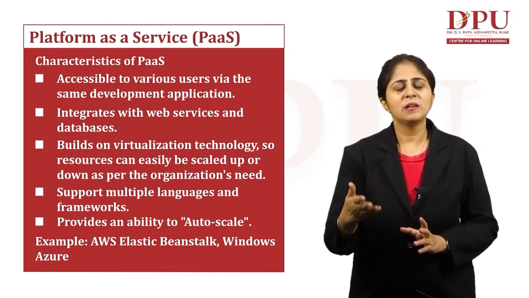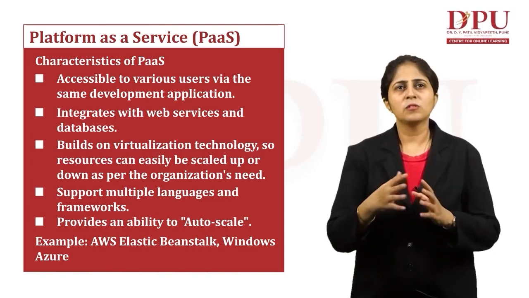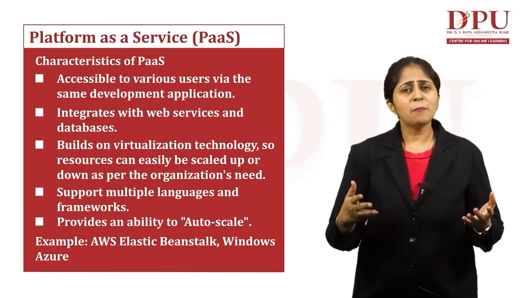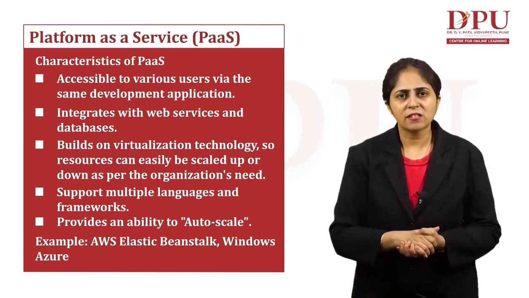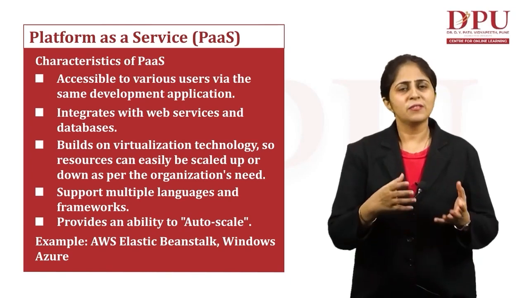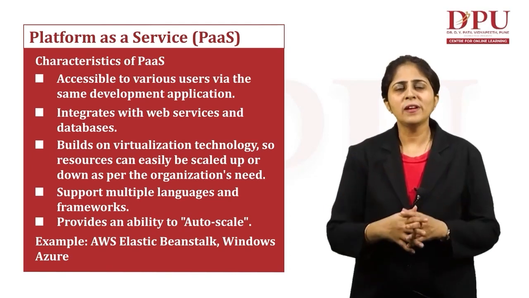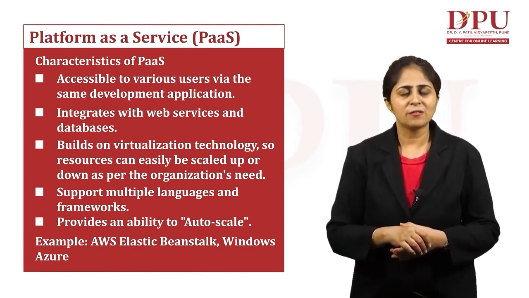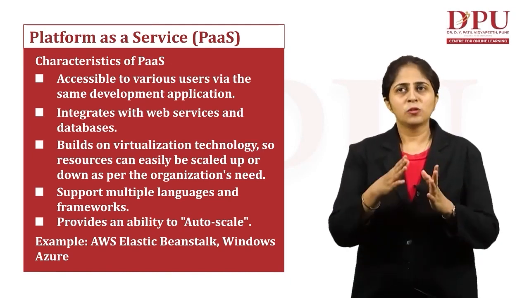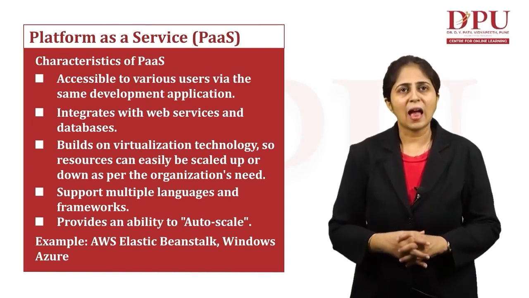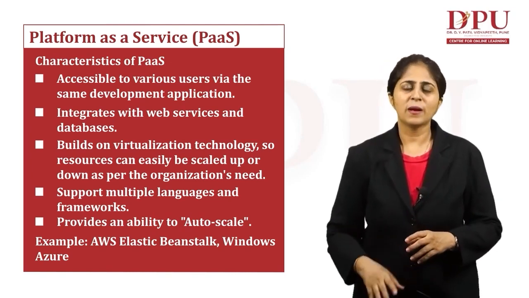Then it provides an ability of auto scaling. You can also auto scale your devices using this platform as a service. Examples of it are Amazon Web Services Elastic Beanstalk, which we call AWS Elastic Beanstalk for short. Then we have Windows Azure. These are a few examples of platform as a service, which can be used by the software developer to develop, to test, to run and to manage the application. So this is the second service that our cloud computing provides us, platform as a service.